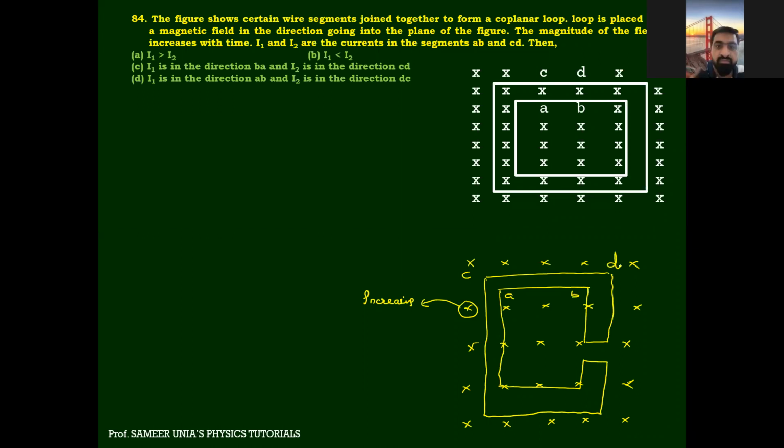Arpita, the cross field will increase. So what field will he produce inside him? Dot. So he needs to induce a dot field. For the dot field to be induced, dot meaning outward, the direction of the current will be anti-clockwise.